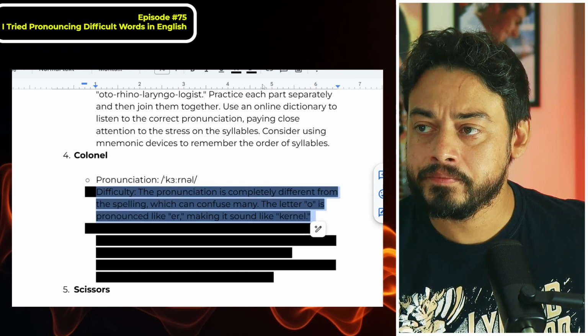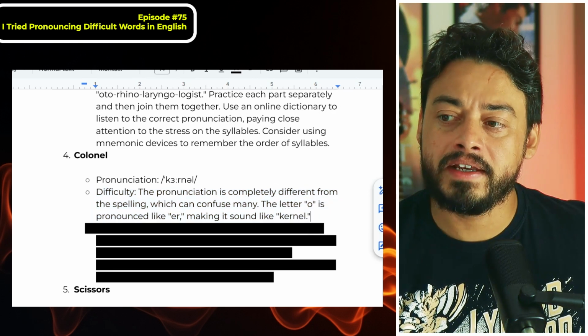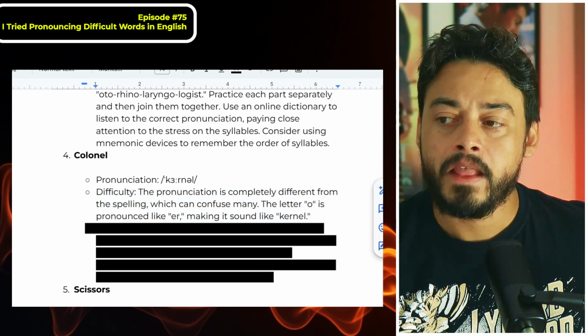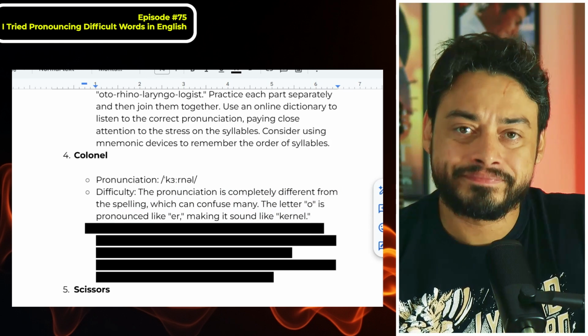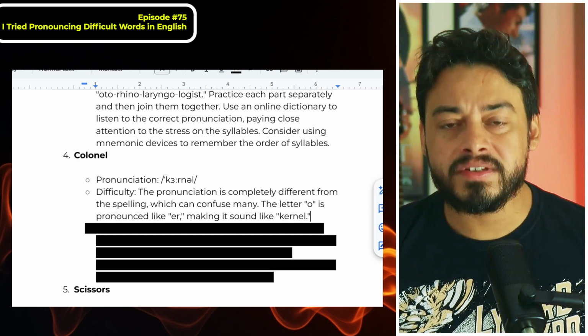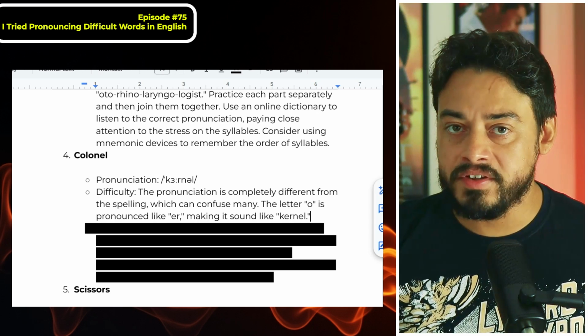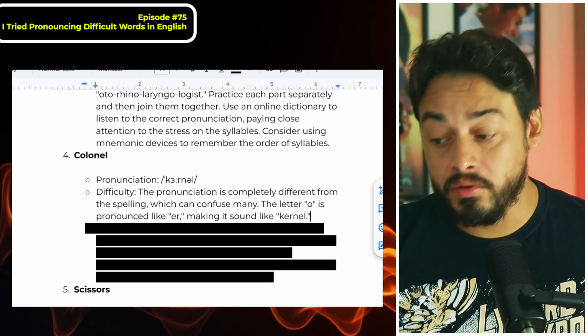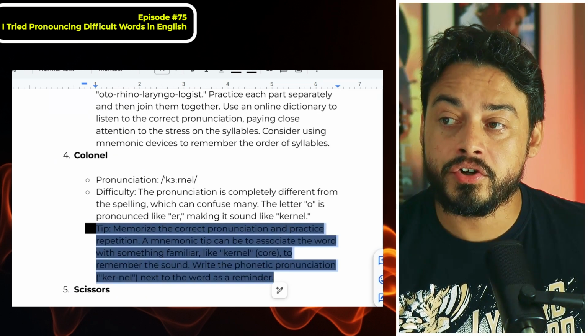All right. So here's some information about this word. Take a look. The pronunciation is completely different from the spelling, which can confuse many. The letter O is pronounced like making it sound like kernel. All right. So that's what's challenging about it. Sometimes in English, you have words that are written one way, but the sound is completely different. This is one of them. So it's a matter of memorizing how to pronounce this word, kernel.